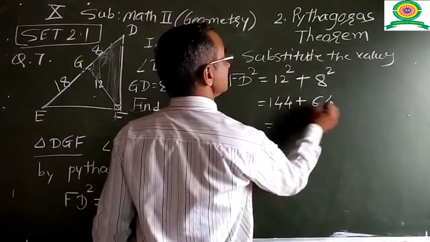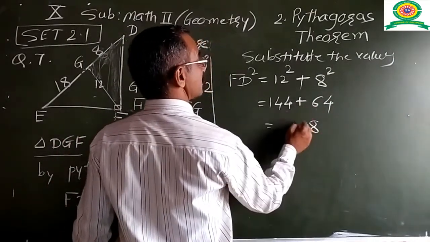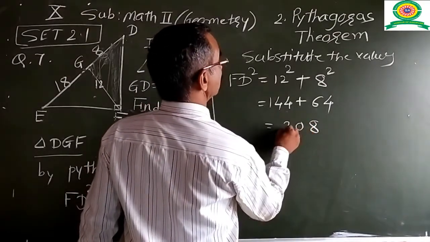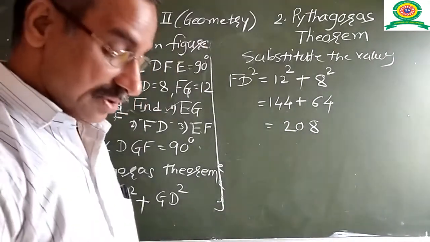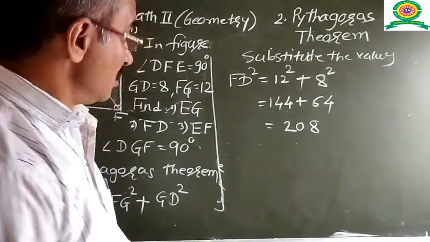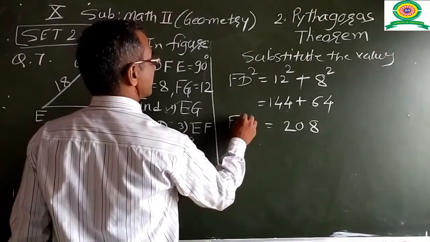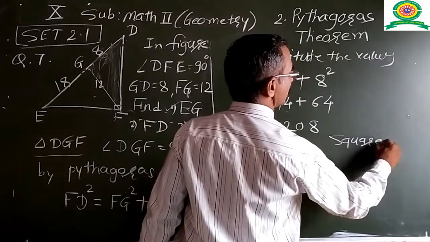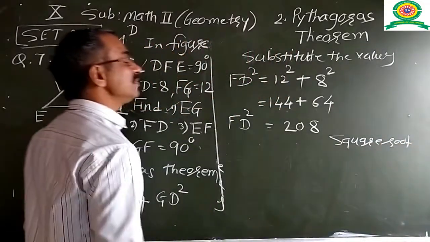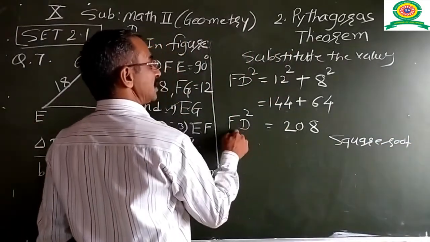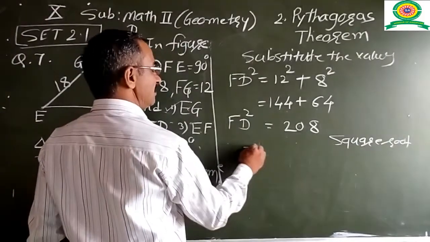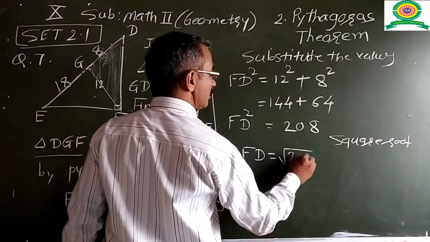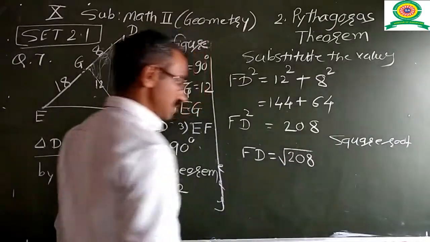Then by addition, 4 plus 4 is 8, 4 plus 6 is 10, that is 208. That is FD square. By taking the square root on both sides, because here we have FD square and we want only FD, the square root of 208.